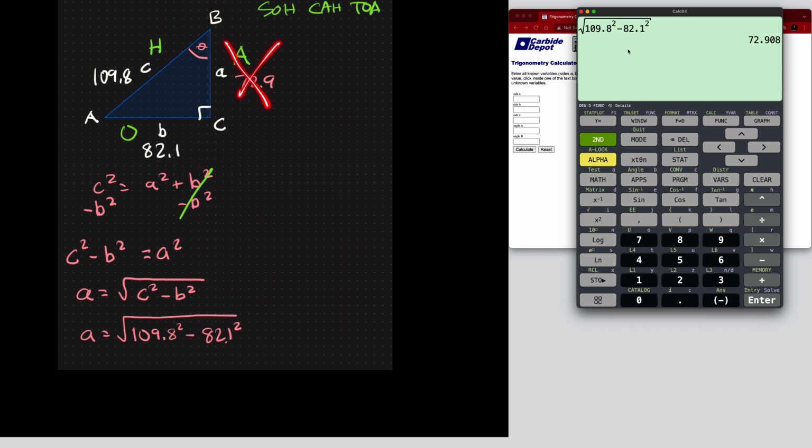We're not going to be using that one because we calculated that one and we may have made a mistake. So we're not going to be using an A. So I'm not going to use TOA. I'm not going to use CAH. I will be using SOH.